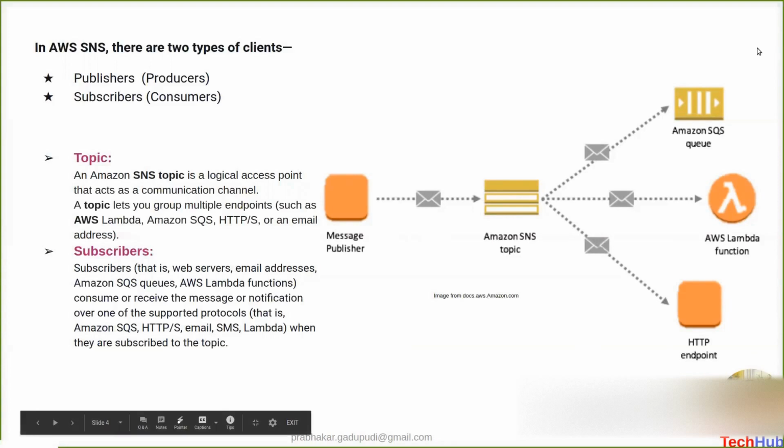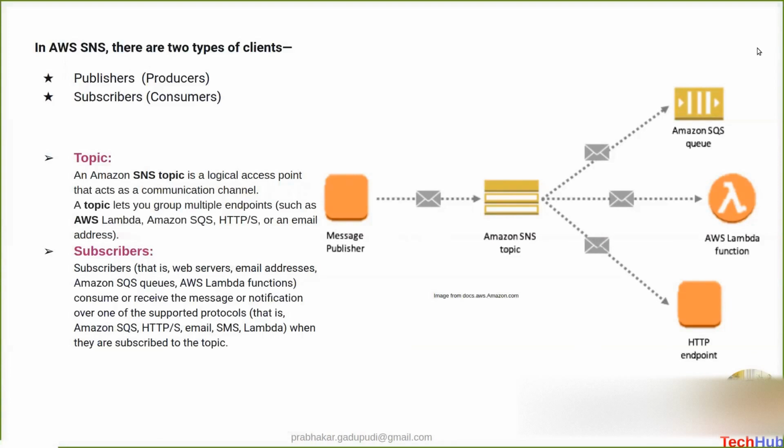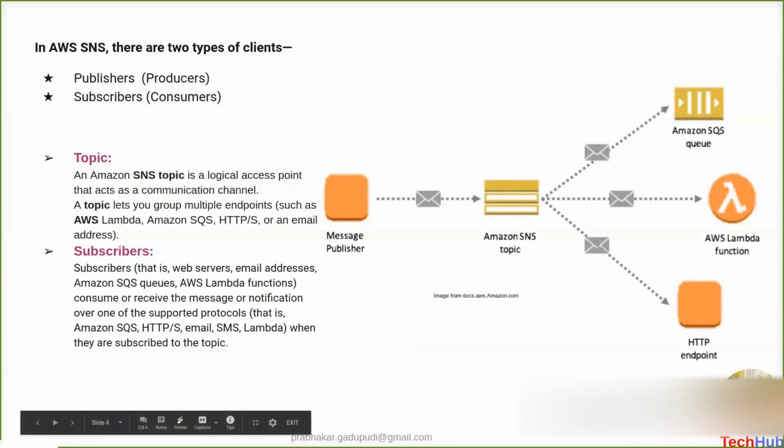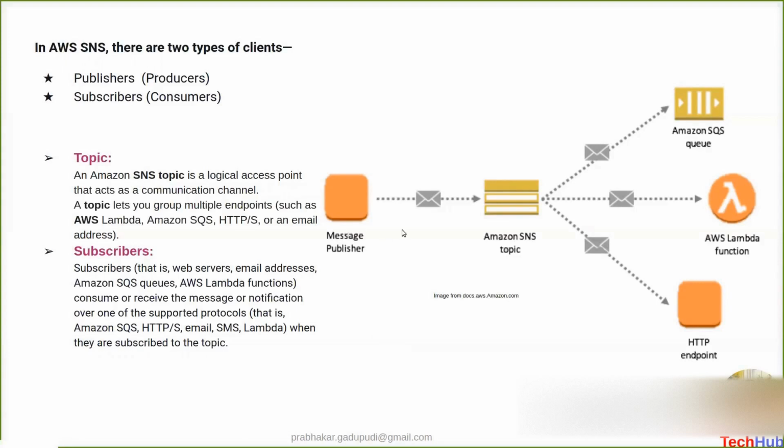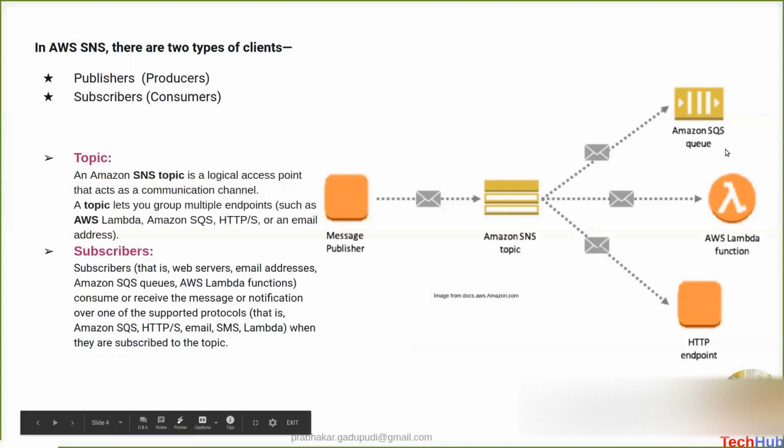These subscribers could be humans, or various gateways, or various AWS resources. Here I can make Amazon Simple Queue Service a subscriber, as well as an AWS Lambda function, or an HTTP endpoint as a subscriber. So whenever I push any message to my topic, it will automatically trigger the respective AWS Lambda function, HTTP endpoint or SQS.